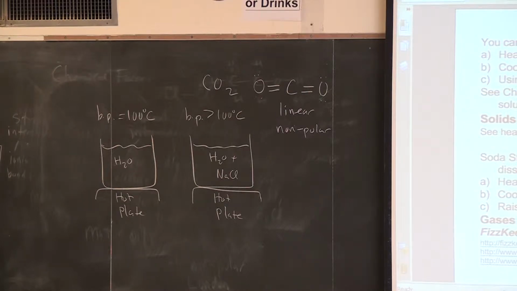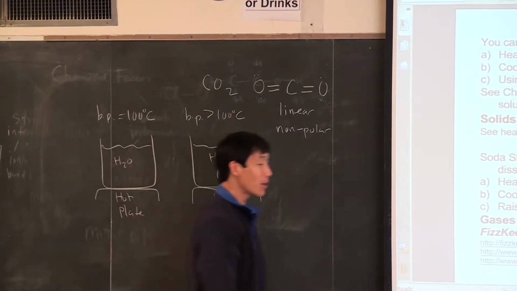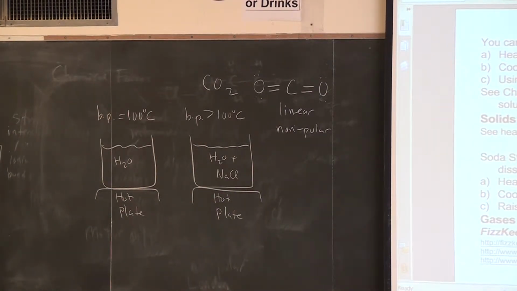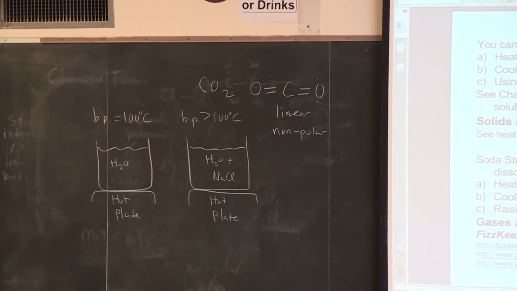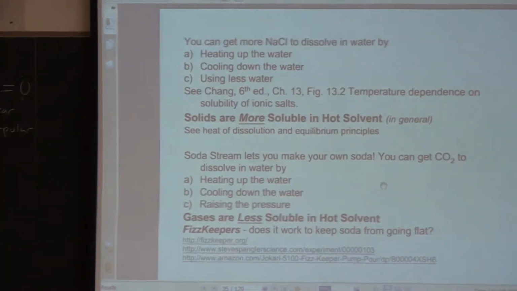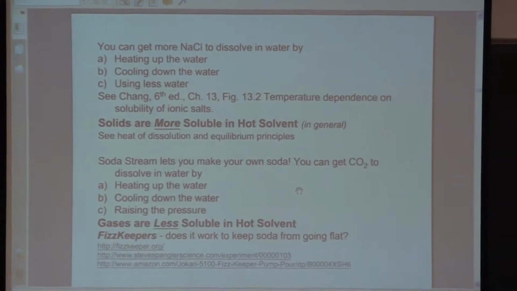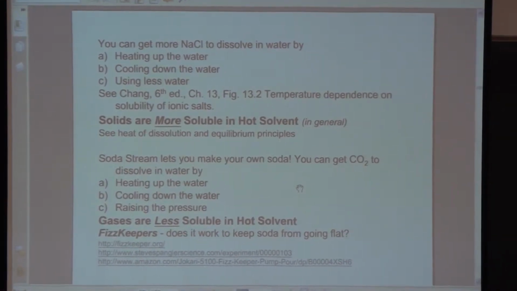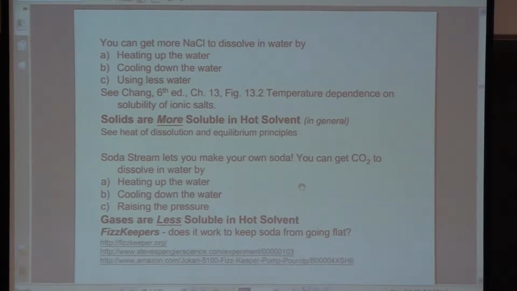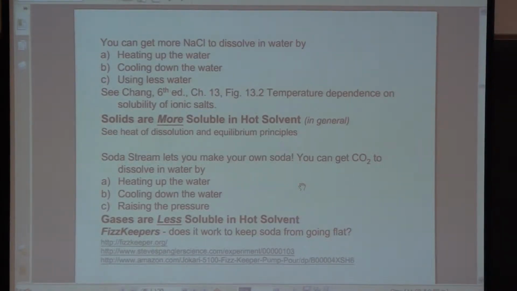To control nature. Although CO2 is not soluble in water, we can force CO2 to be soluble in water. So how can we get more CO2 to dissolve in water? Yeah, one way is part C, raising the pressure. Now, can we get CO2 to dissolve in the water by using hot water or cold water? Cold water. Hot water. Okay, so you may have done this before.